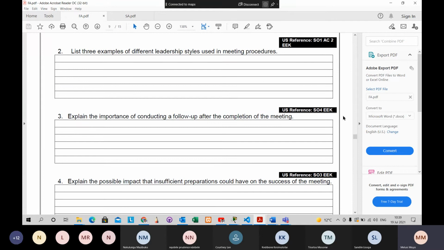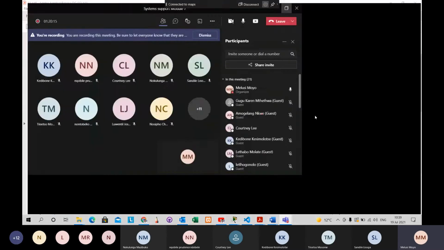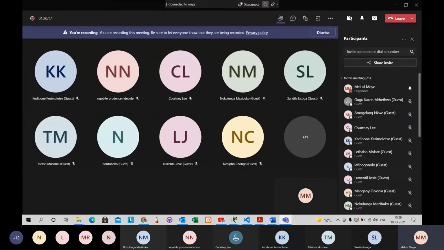Okay, number 2: list 3 examples of different leadership styles used in meeting procedures. This is the part whereby we go to these meetings and find different people with different leadership skills. So it says list 3 examples of different leadership styles used in meeting procedures. Courtney, any leadership style that you know of that can be found in meetings?